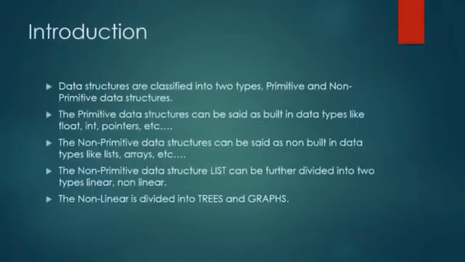Data structures are classified into two types: primitive data structures and non-primitive data structures. Primitive data structures can be defined as built-in data types like float, integers, pointers, etc. Non-primitive data structures can be said as non-built-in data types such as lists, arrays, etc. These non-primitive data structures, lists, can be further divided into two types: linear and non-linear. Non-linear is divided into trees and graphs.